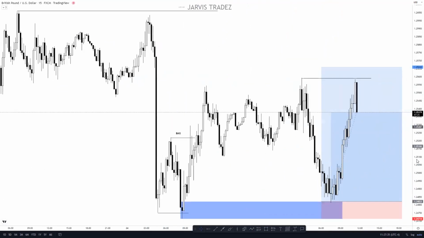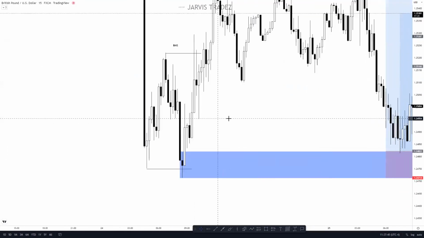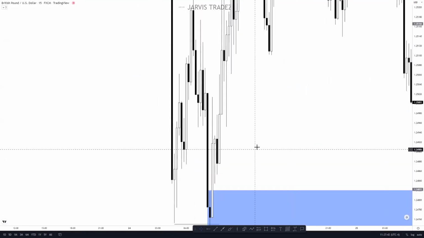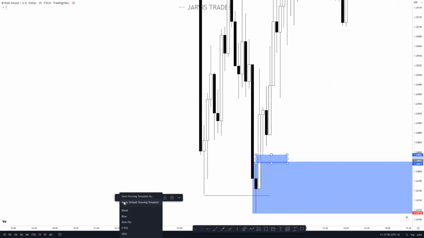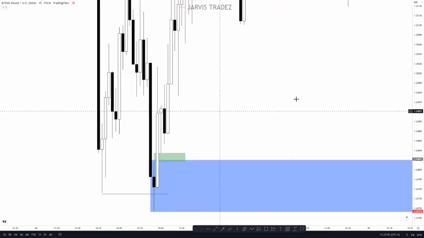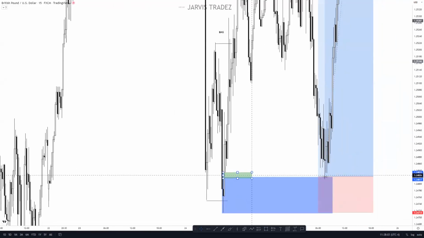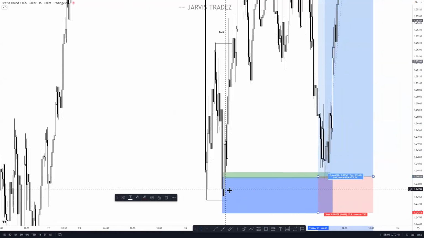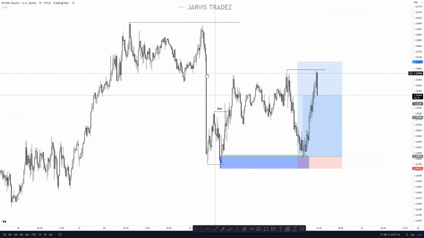Okay. And what makes this zone more reliable? Because you see, we have a fair value gap here, fair value gap here. So that's what happens. Market just came here, filled the fair value gap, and tapped the demand zone and gave a move towards the upside. So that's how it works.